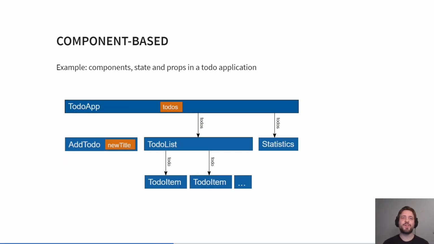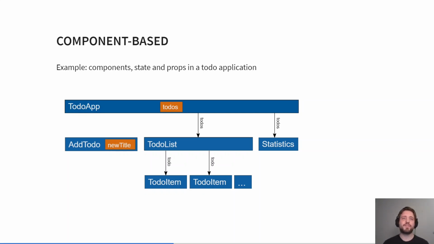Pulling this all together, here's a diagram of a to-do application that shows components, state, and props. There's one top-level component called to-do app that contains the entire application. Often, the top-level component will also hold much of the state. Here, the state is shown in orange. We see that the most important part of the state, the array of to-dos, is actually included in the topmost component.